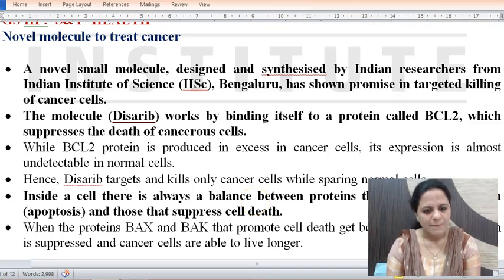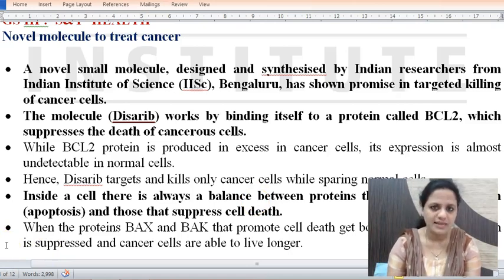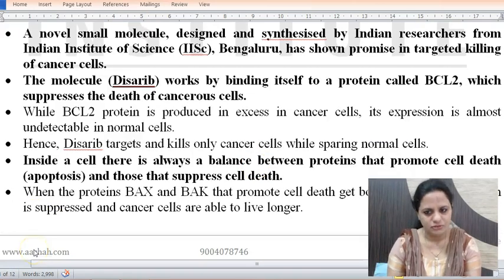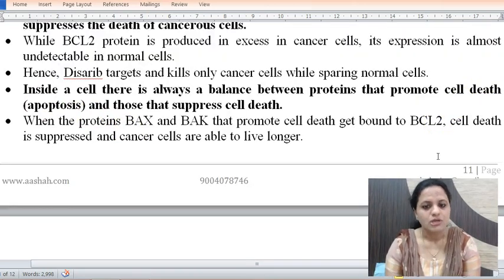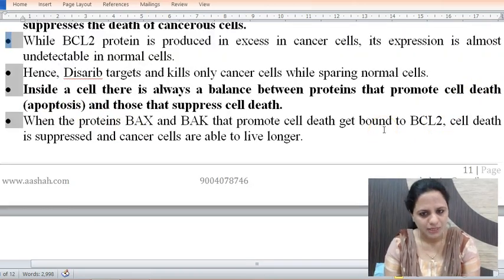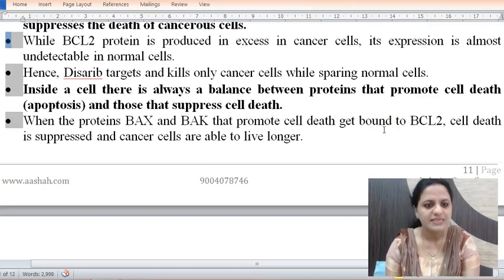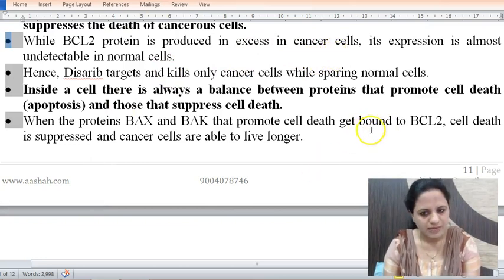What happens is that in any cell, normally there will be a balance between proteins that promote cell death and suppress cell death. Cells have to die too after their life term is over. That is called apoptosis. So apoptosis means cell death promotion. These proteins are balanced, those which promote and suppress cell death. But in cancer cells, this BCL2 protein is produced in excess. Because of that, cell death is delayed.